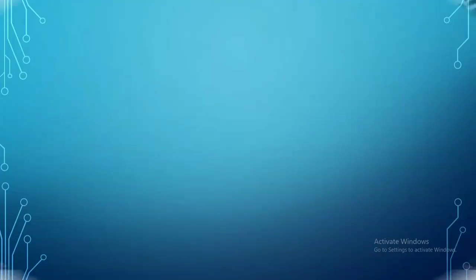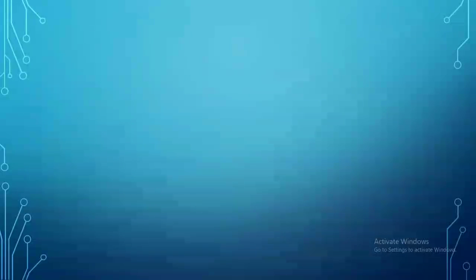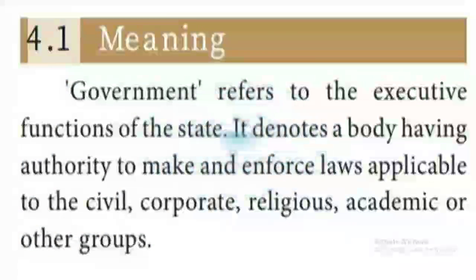Today we are going to see a new lesson, that is forms of government. So what does government denote? We'll see into that. The government refers to the executive functions of the state. It denotes a body having authority to make and enforce laws, which should be applicable to the civil, corporate, religious, academic or other groups.